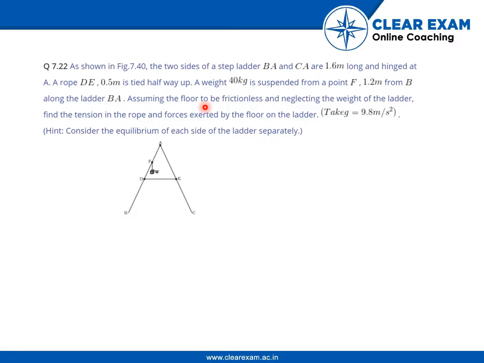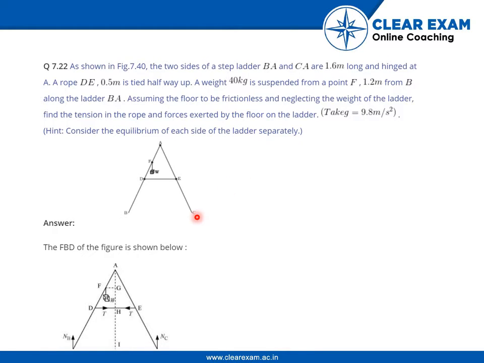Assuming the floor to be frictionless and neglecting the weight of the ladder, find the tension in the rope and forces exerted by the floor on the ladder. Take g equal to 9.8 meter per second square. Hint: consider the equilibrium of each side of the ladder separately.